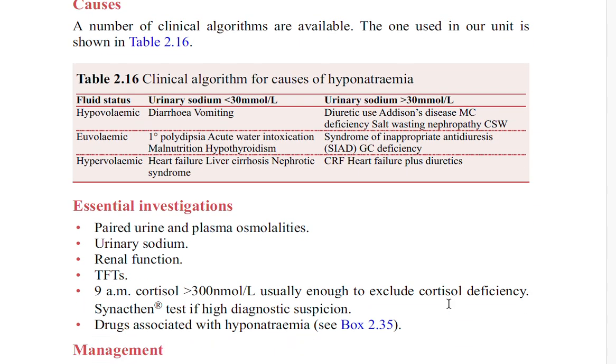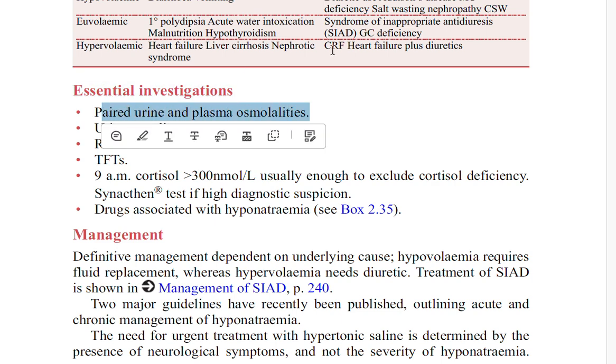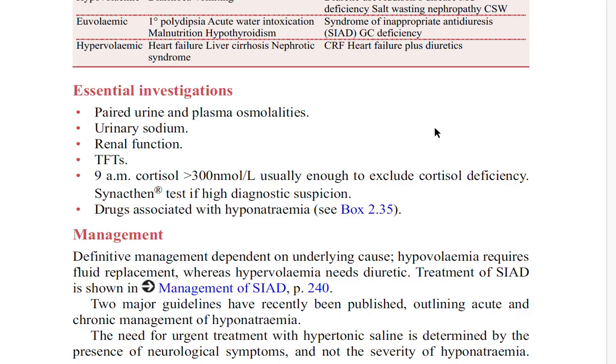So next is the investigation. What essential investigations will you do whenever you have a patient with hyponatremia? The most important investigation is paired urine and plasma osmolarity. Whenever you are ordering osmolarity, always order them paired, because if you are calculating the plasma osmolarity and at that time urine osmolarity is different, then you will not get accurate results. So always send paired urine and plasma osmolarities. Then send urine sodium, because we know the causes are dependent on that.